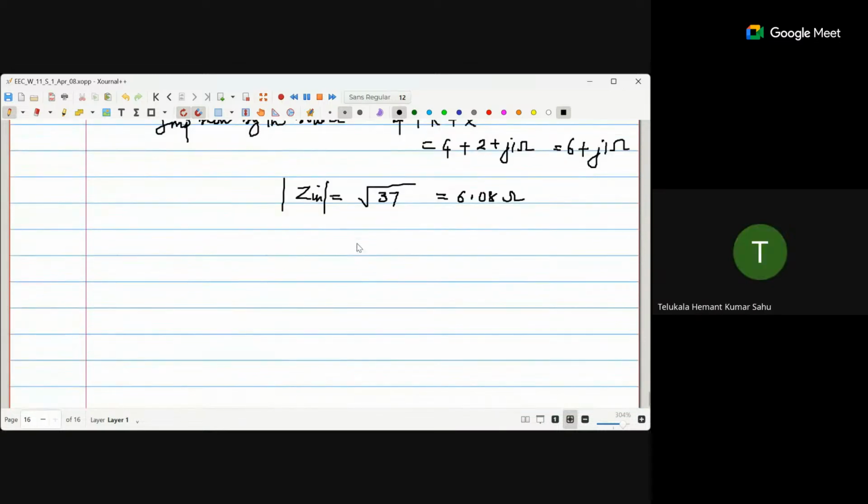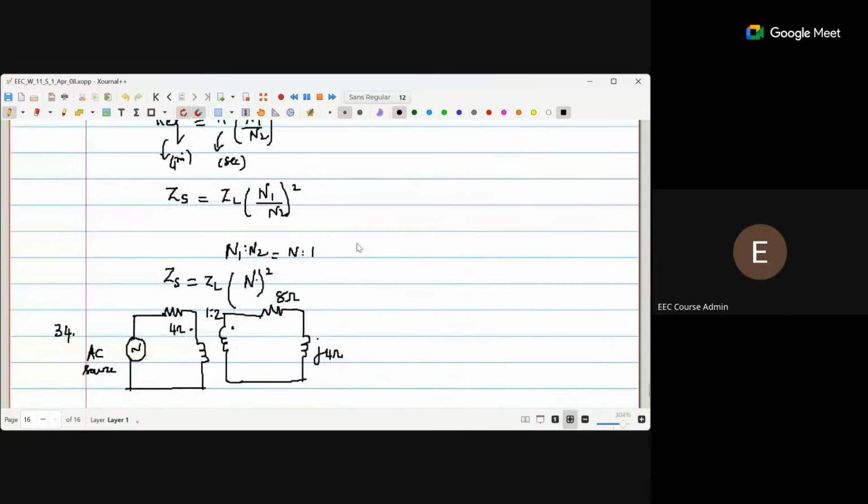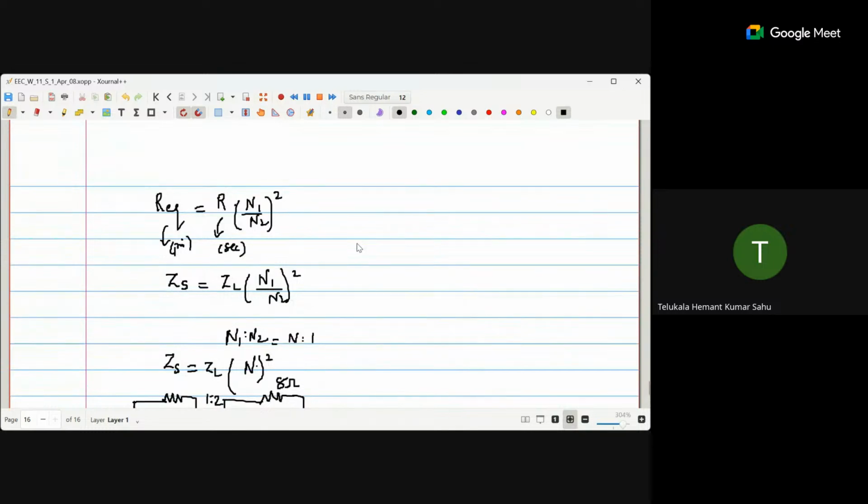Ma'am, in the equation R equivalent equal to R into N1 by N2 whole square, is this also applicable if we consider equivalent resistance from the secondary side? No, it will be the other way around. It will not be the same. Here we take it as what is being connected in the secondary, how it is reflected in the primary. R equivalent here is for the primary. For the secondary, that will be different, no? Yes, it will be different. Okay, ma'am.